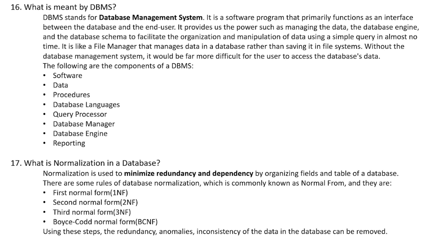Question 17. What is normalization in a database? Answer. Normalization is used to minimize redundancy and dependency by organizing fields and tables of a database. There are some rules of database normalization, commonly known as normal forms, and they are: first normal form 1NF, second normal form 2NF, third normal form 3NF, Boyce-Codd normal form BCNF. Using these steps, the redundancy, anomalies, and inconsistency of the data in the database can be removed.